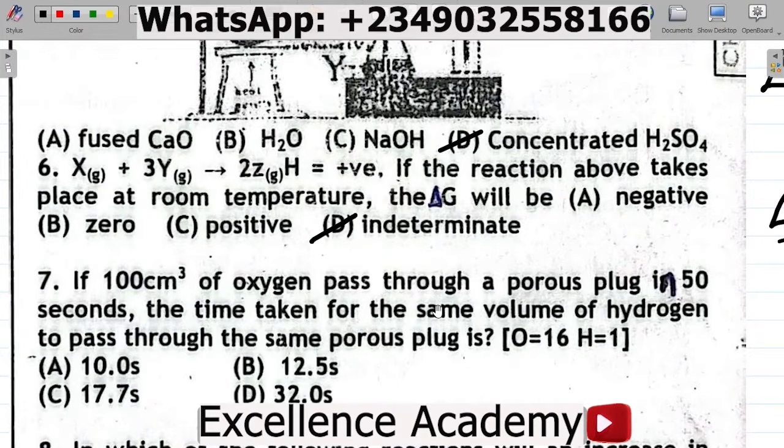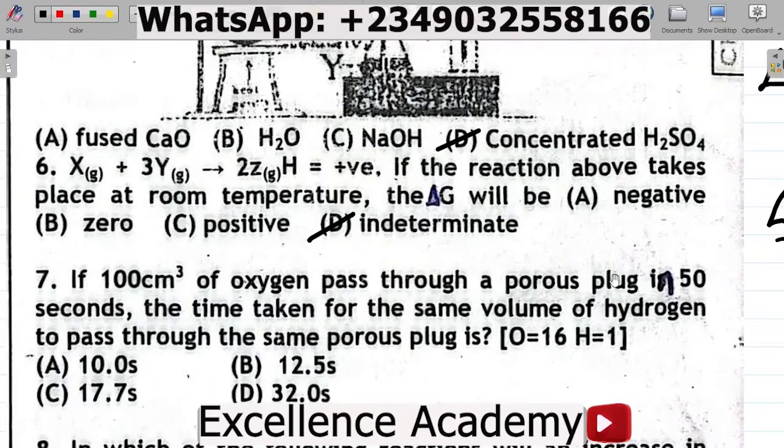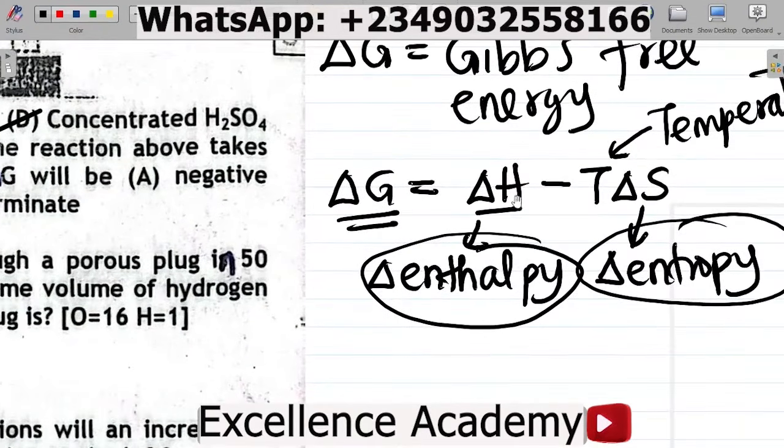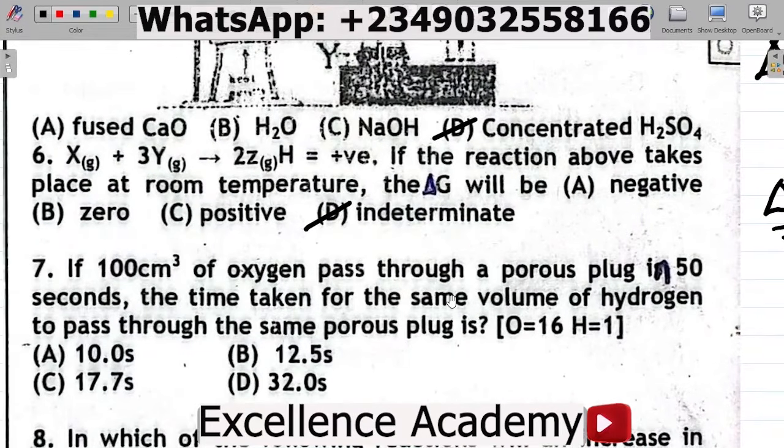Indeterminate means that we cannot get the values. Why? Because the value of change in G, temperature, and change in entropy here was not given in the question. So it becomes indeterminate. So assuming these values were given, we could have calculated this. Since they were not given, it becomes indeterminate.